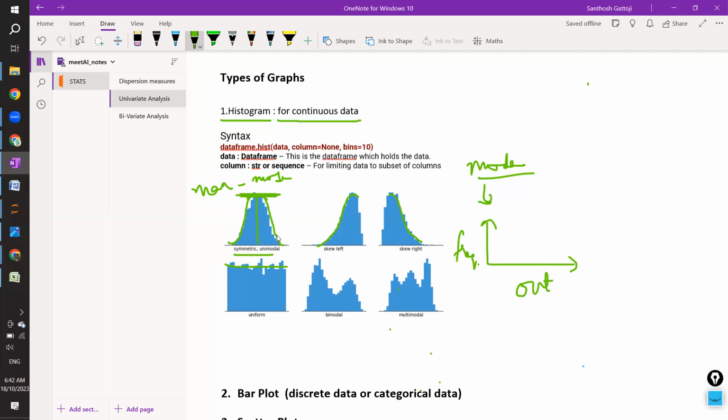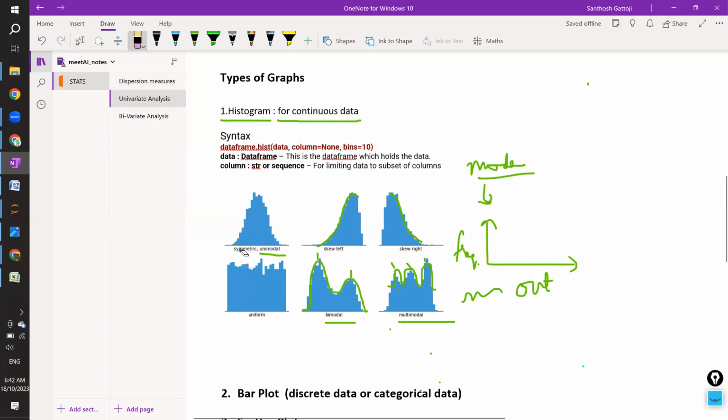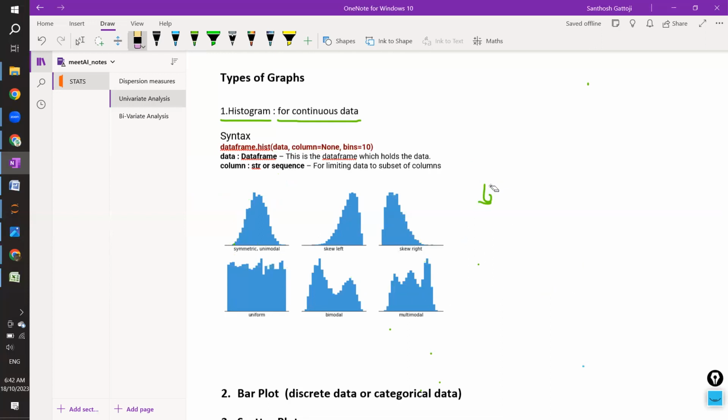In this graph, it is unimodal because it has only one peak. But you can find certain histograms where you will have two modes. This looks like a mode and this also looks like a mode, over here and over here. Or multimodal, with three peaks. So these are different types of histograms. Fundamentally, a histogram is a graph which is drawn for continuous data.